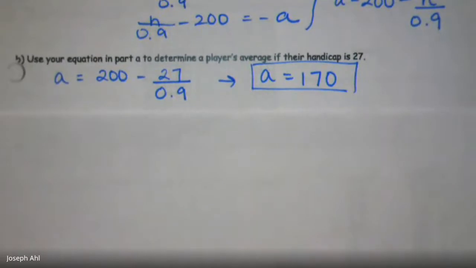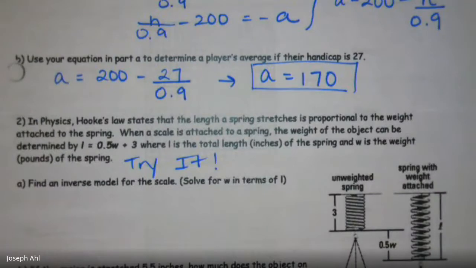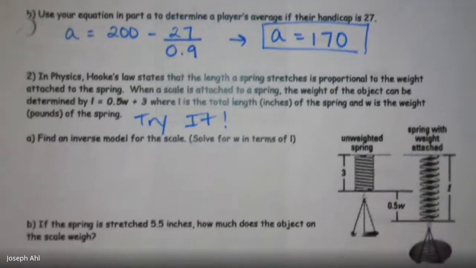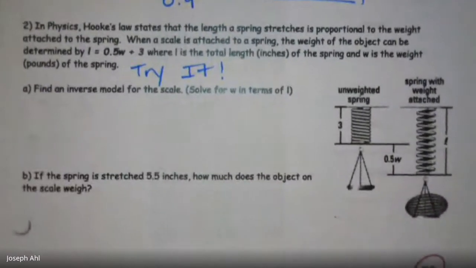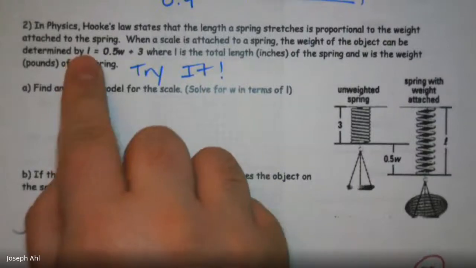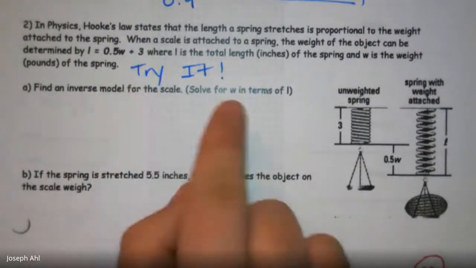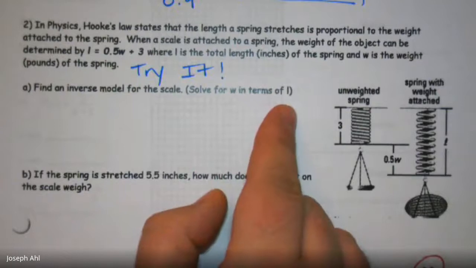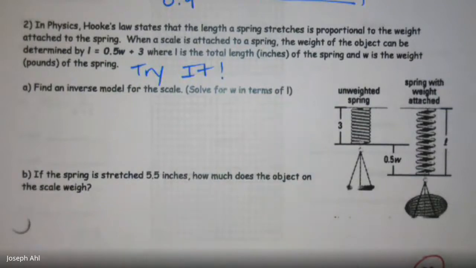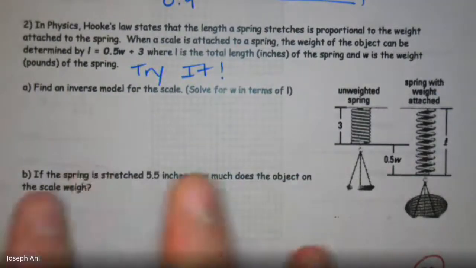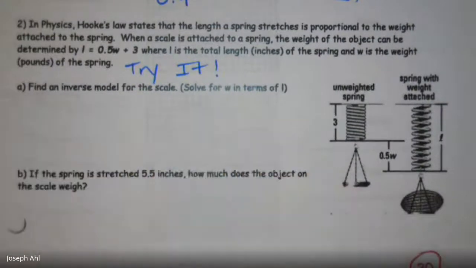Okay. So the last example in the notes is about stretching a spring, I believe, and I want you to try it. It's the same idea. I give you the equation for L in terms of W. I want you to find the inverse, which means solve for W in terms of L, and then kind of answer that follow-up question. We'll go over this next time I see you in class. And if you have any other questions about inverses, let me know.